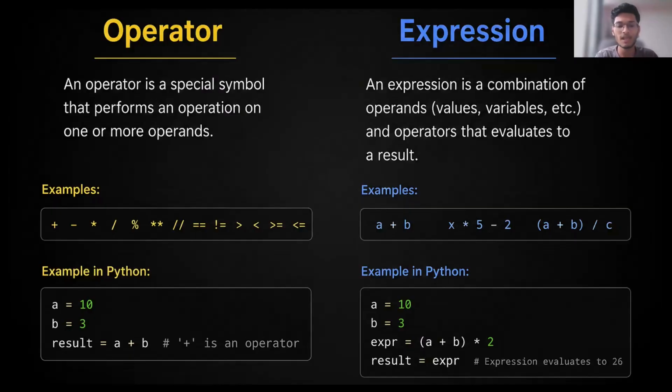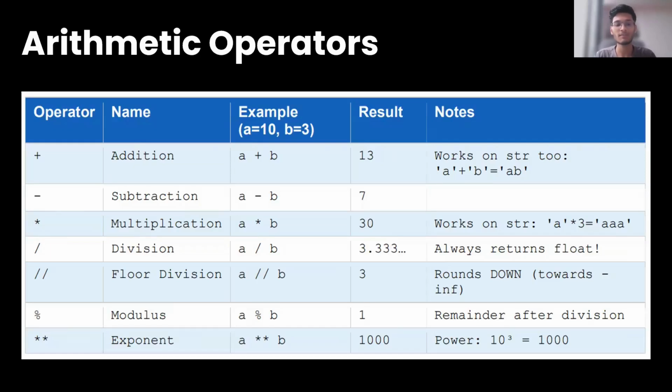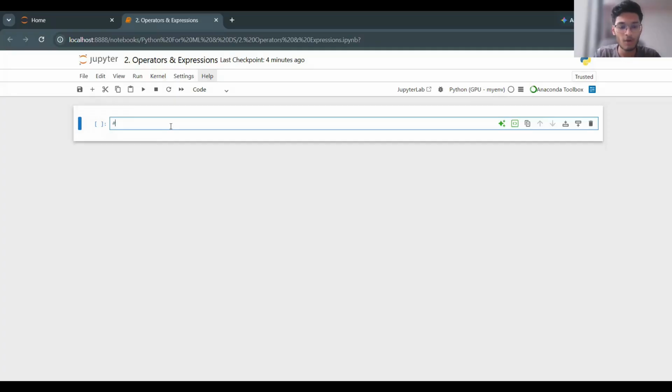So first we will see the arithmetic operators. What are the different arithmetic operators we have? We have addition, subtraction, multiplication, division, floor division, modulus, and exponent. These are the major arithmetic operators. Now we'll see with the help of examples in the Jupyter notebook, and I'll try to explain all these arithmetic operators. So the first thing that we are learning today is arithmetic operators.